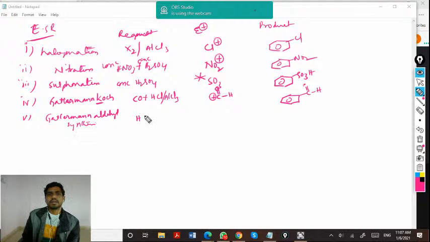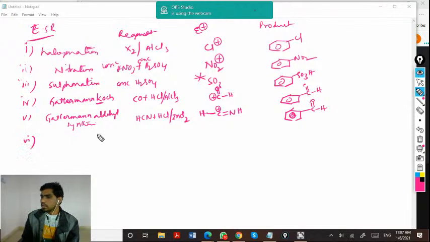Next, Gattermann aldehyde synthesis. In this we have used HCN along with HCl in the presence of the Lewis acid ZnCl2. Here the electrophile will be the iminium electrophile. The resulting product will be formylated benzene, or benzaldehyde. Both products are the same, but the reagent systems and electrophiles are different.